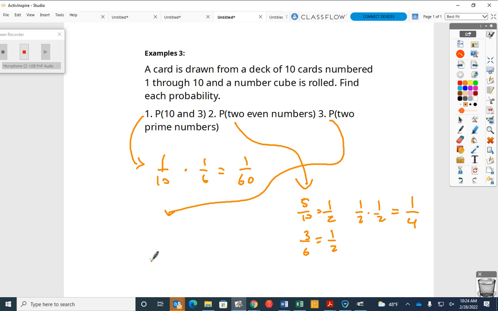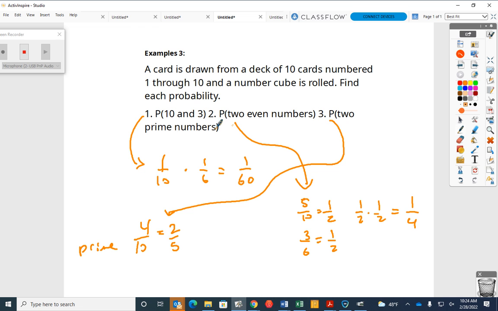Is 2 prime? Yes, that's 1. Is 3 prime? Yes. That's 2. Is 4 prime? No. Is 5? Yes. Is 6? No. Is 7? Yes. Is 8? No. Is 9? No. Is 10? No. Okay, so how many primes? 4. 4 out of how many? 4 out of 10. Can we reduce 4 out of 10? To 2/5. Okay, this is prime.